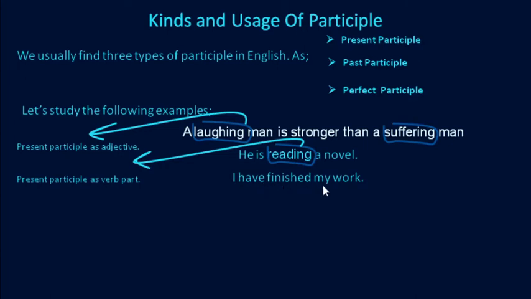"I have finished my work." Finished, you can see easily, is the V3 form: finish, finished, finished. That is the past participle form. So here it is a past participle. I have finished my work. I hope you have understood.